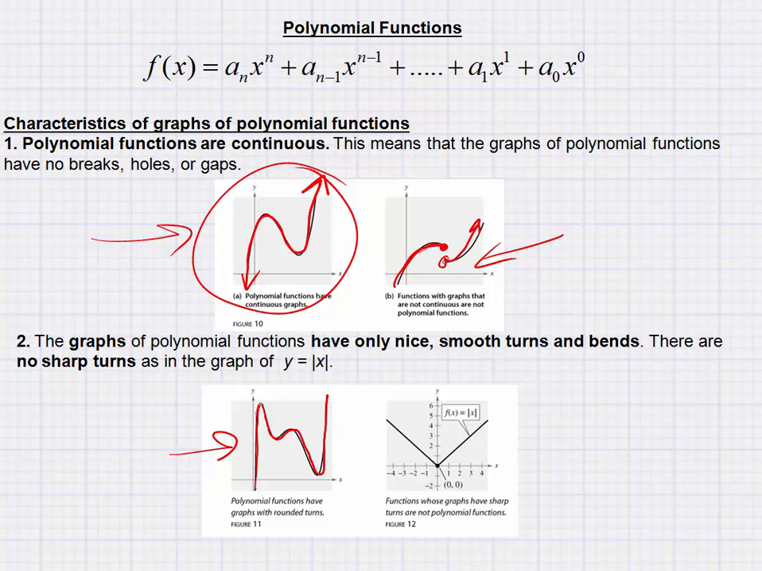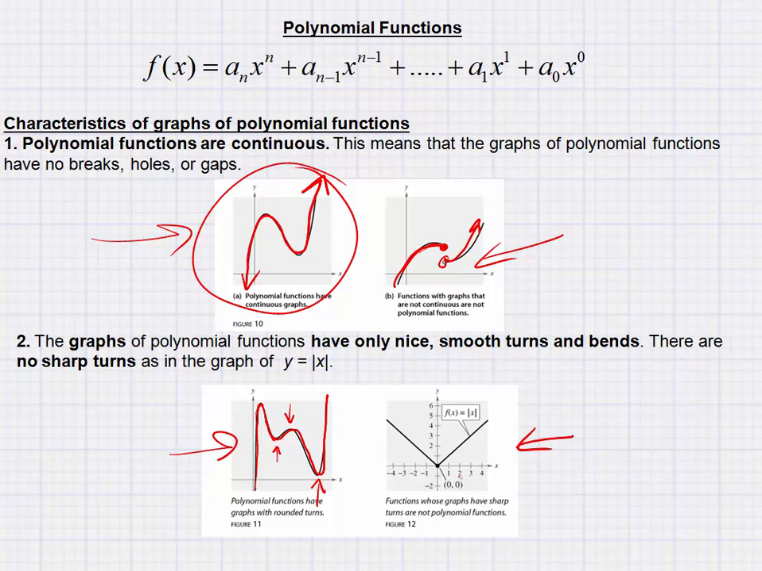But every one of these turning points, that's a turning point, this one right here is a turning point, this one right here is a turning point, here's another turning point. They should be smooth turns. Now some are going to be sharper than others, but each one should be a nice smooth turn. Okay? This is not the graph of a polynomial function. That's your graph of your absolute value function, which you should be familiar with.